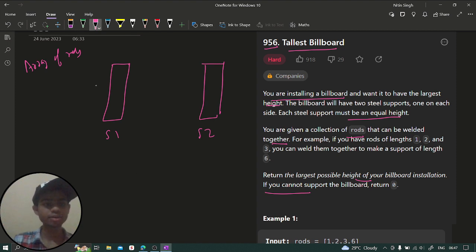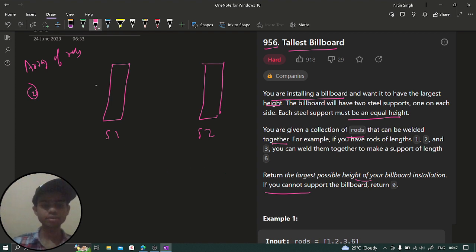And the second thing is that we can weld them together. If our rods array looks like 1 2 3 4 5 6, we can weld 1, 2 and 4 on the one side and 3, 5 and 6 on the other side, meaning we can take any numbers on the left and right side. So that they have mentioned.